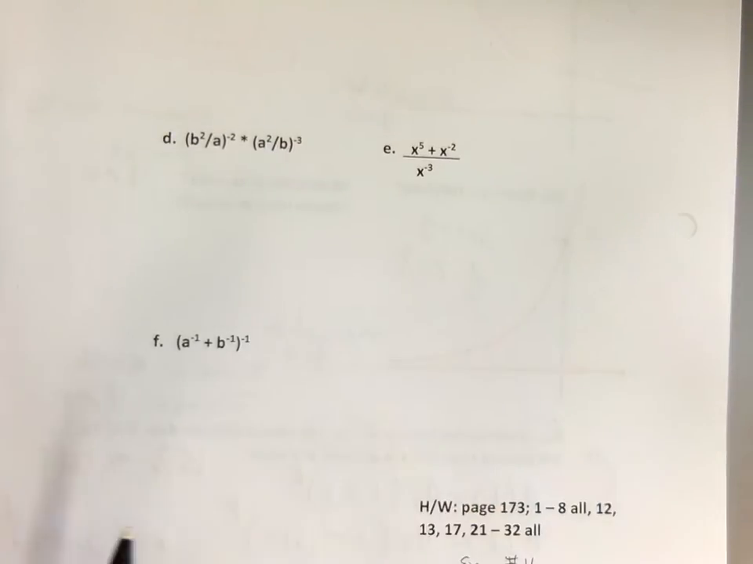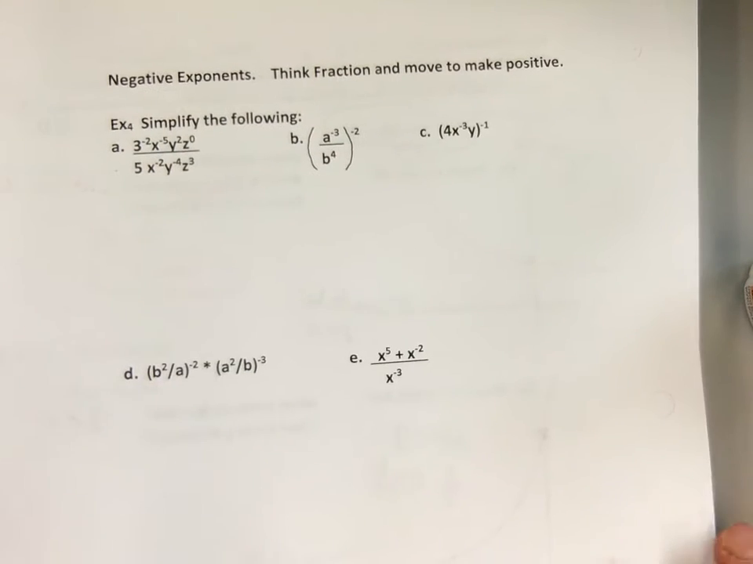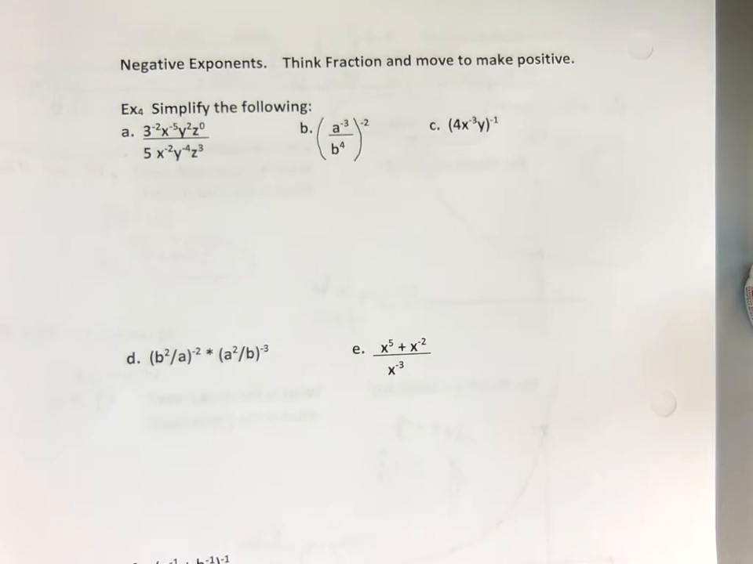All right, now negative exponents. Do you guys remember this? If it's a negative exponent, you're on the wrong side of the fraction. Negative exponents on the top come down. Negative exponents on the bottom come up. Do you guys remember that? So this should be easy.